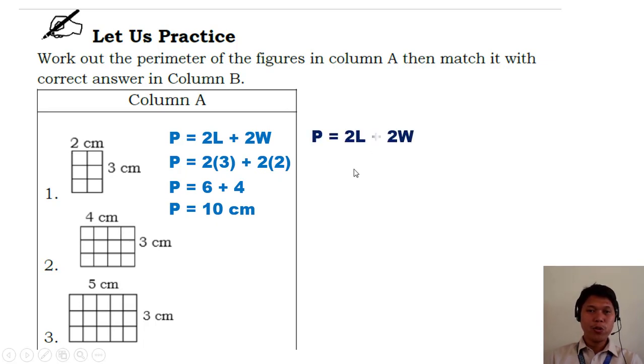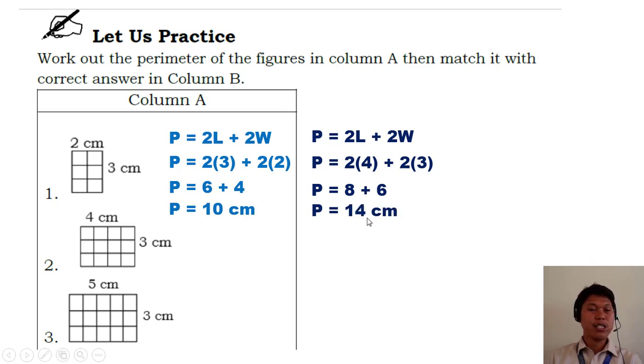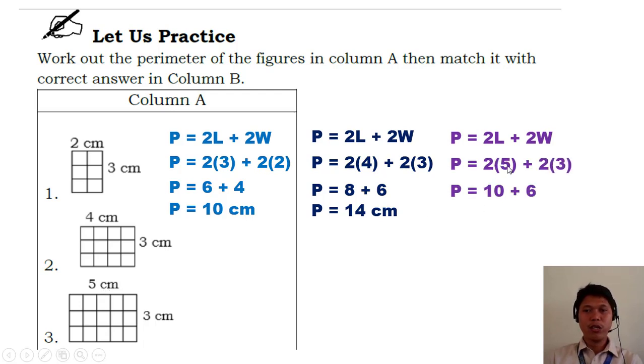How about number 2? We use the same formula, and the length is 4 centimeters and the width is 3, so 2 times 4 is 8 and 2 times 3 is 6, and 8 plus 6 is 14 centimeters. And for figure number 3, it is 5 by 3, so the length is 5 and the width is 3, and 2 times 5 is 10 and 2 times 3 is 6.